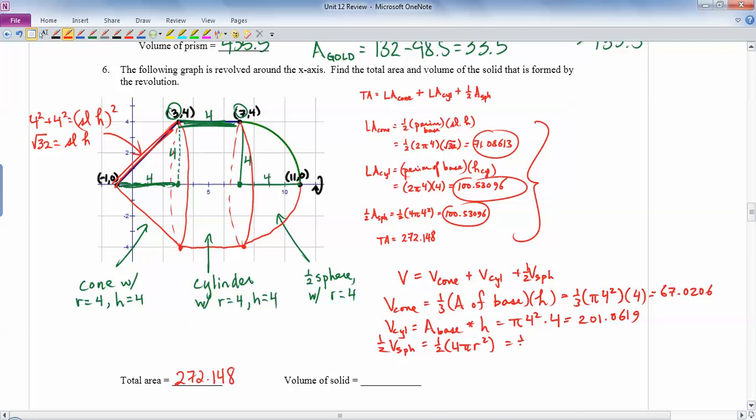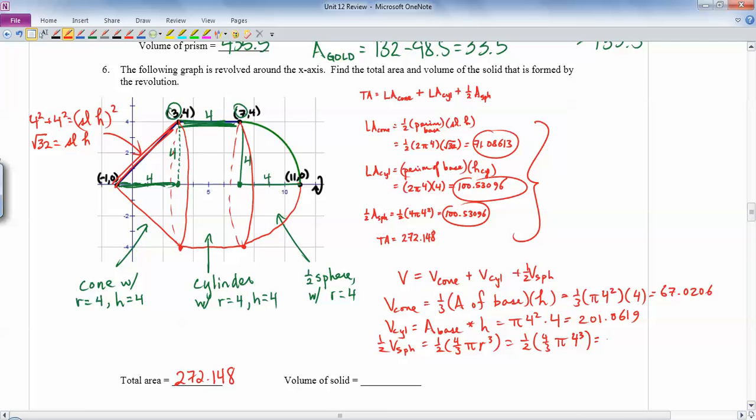And then volume of a sphere cut in half will be half of 4 pi r squared. So it's half of 4 pi 4 squared, which is actually half of the thing just before it. Oh, no, it's not. Is it? Oh, I'm using the wrong formula here. Volume of a sphere, not area of a sphere. Half of 4/3 pi r cubed. My bad, sorry about that. So 4/3 pi 4 cubed.